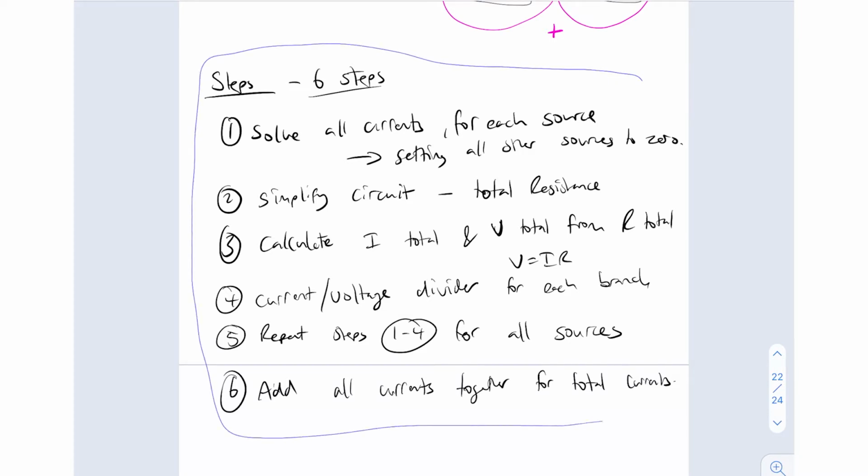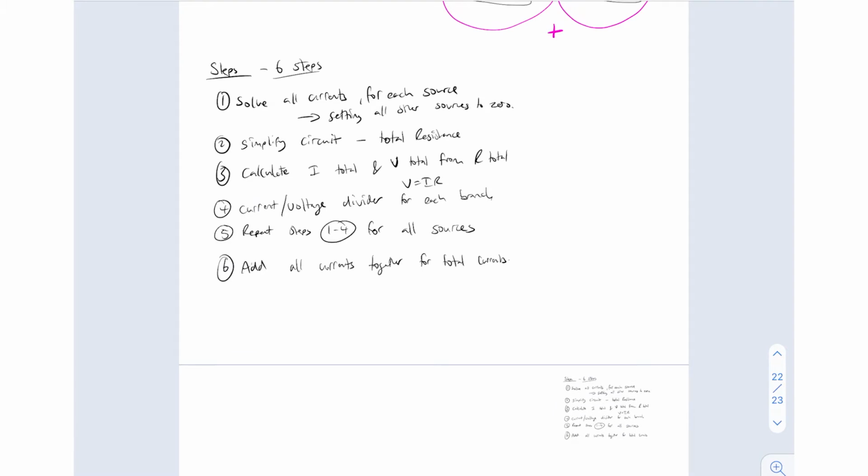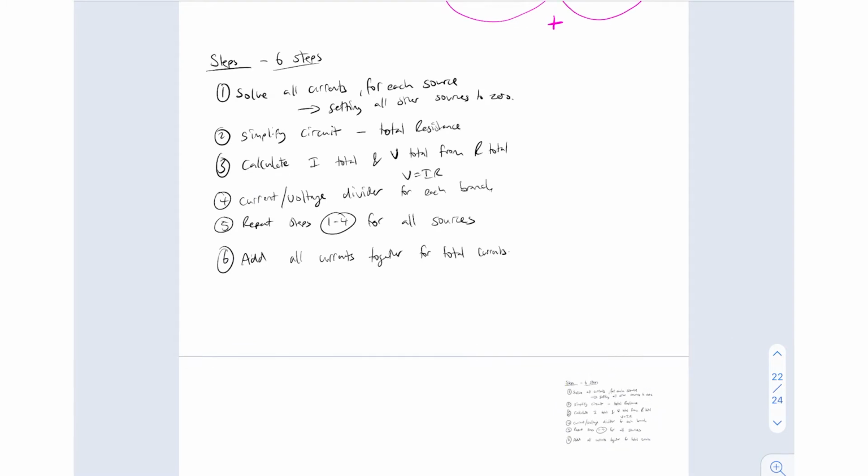Cool. Let's make these steps a little bit smaller so they fit onto this page. A bit smaller again.